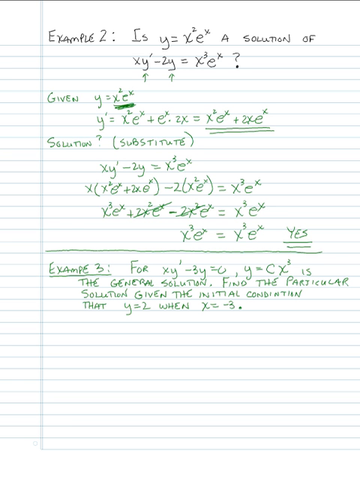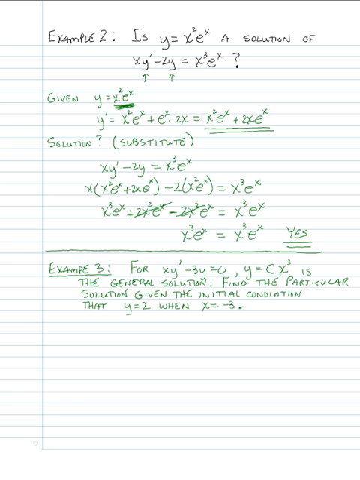Okay, you can see here example 3, problem 3. For the differential equation xy prime minus 3y equals 0, we're told that y equals c times x cubed is the general solution to this equation. So no matter what c is, it will be a solution. Y equals 5x cubed, y equals negative 1/2 x cubed, all of those would be examples of particular solutions.